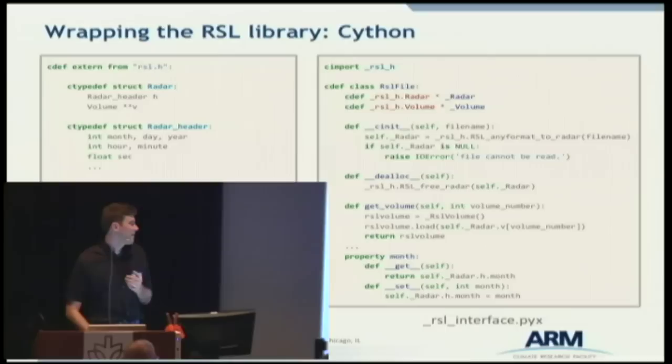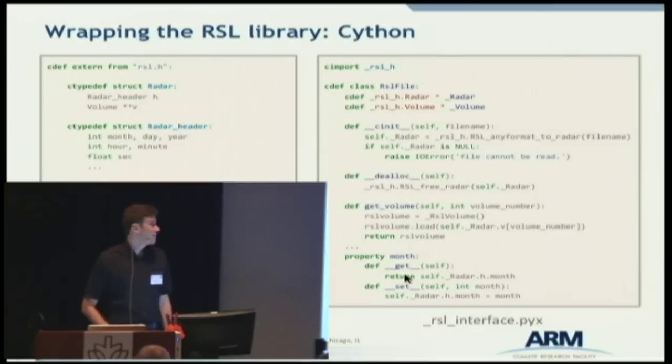We actually have to keep track of that. It's not like Python where everything is nice. So we have to define a dunder deallocate method, and this is just going to call the RSL library and tell it, hey, we're not using that radar structure anymore. You can free the memory associated with it. And then beyond that, we can just define our normal Python functions, and we can make calls to these structures.